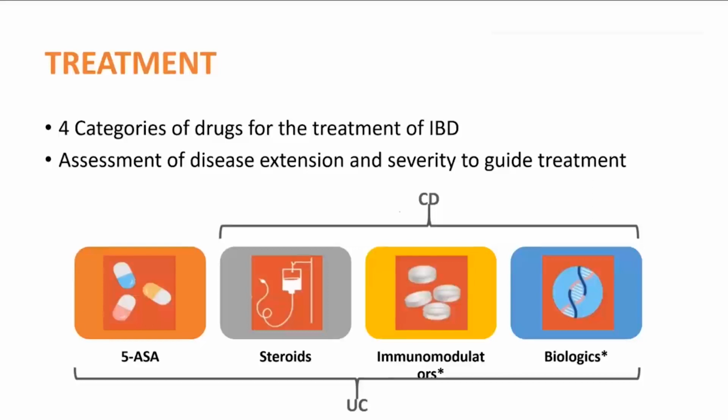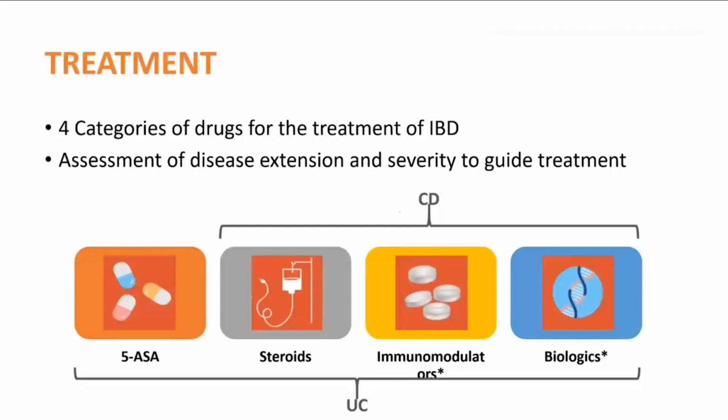We have 4 big categories of drugs for treatment of IBD. So these are 5-ASA, basically the mesalamine products. We have steroids that we usually use when a patient has a flare, to induce remission, not for maintenance. Immunomodulators and biologics. These are the different big categories of drugs.